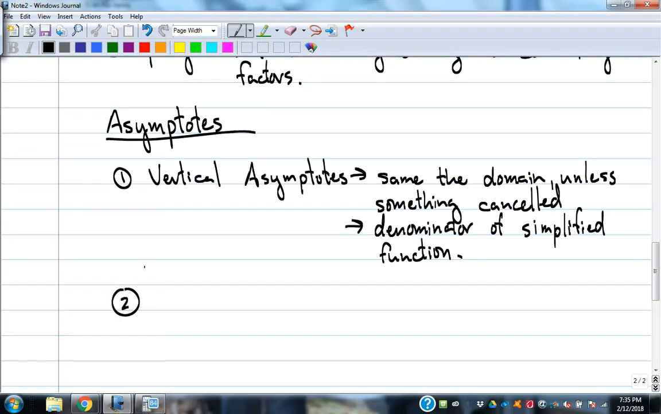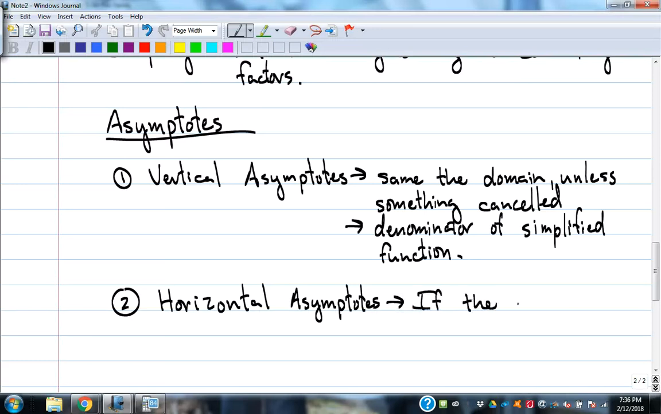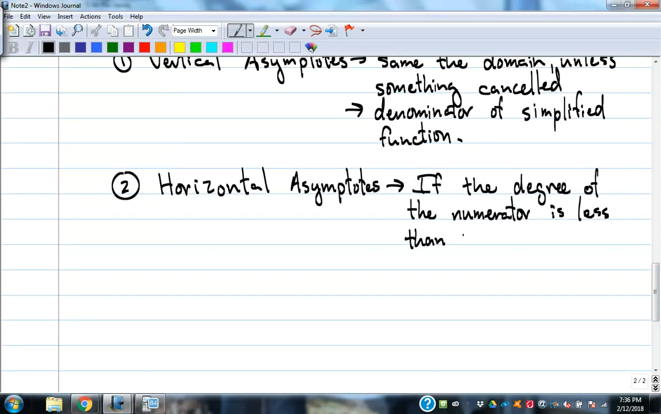The second type of asymptote we could have is a horizontal asymptote. We saw that the basic parent function, y equals 1 over x, had a horizontal asymptote at y equals 0. Horizontal asymptotes only occur if the degree of the numerator is less than the degree of the denominator.